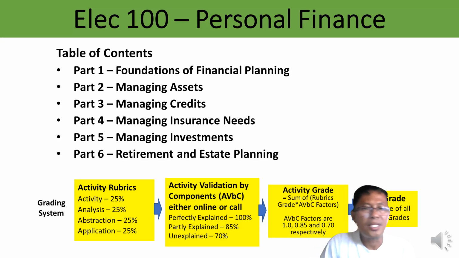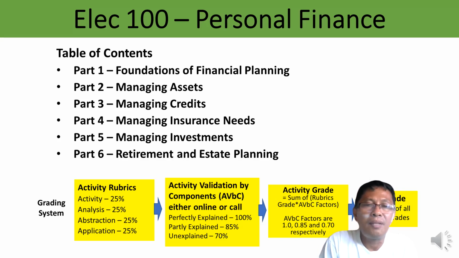Now, for the grading system of these subjects, we do have activities provided at the end of every chapter, and it is graded equally with regards to its activities, analysis, abstraction, and application. Now, it's not only ending up submissions of your activities, but it will be validated by a call from me at random. Now, if you perfectly answered your submissions, then it will be graded 100%.